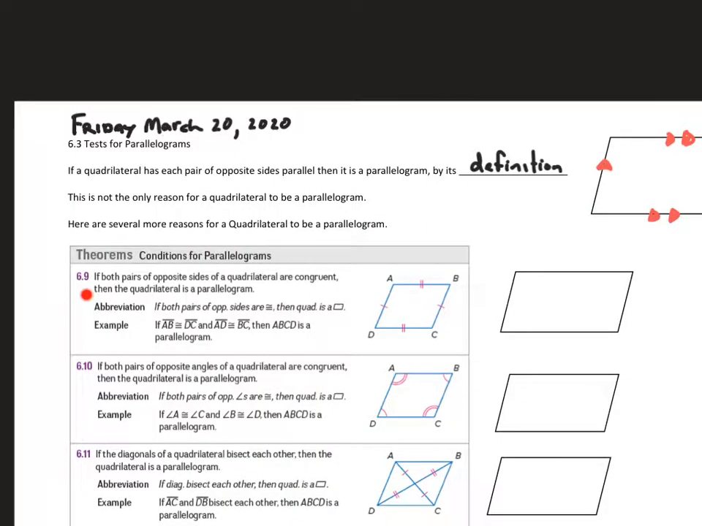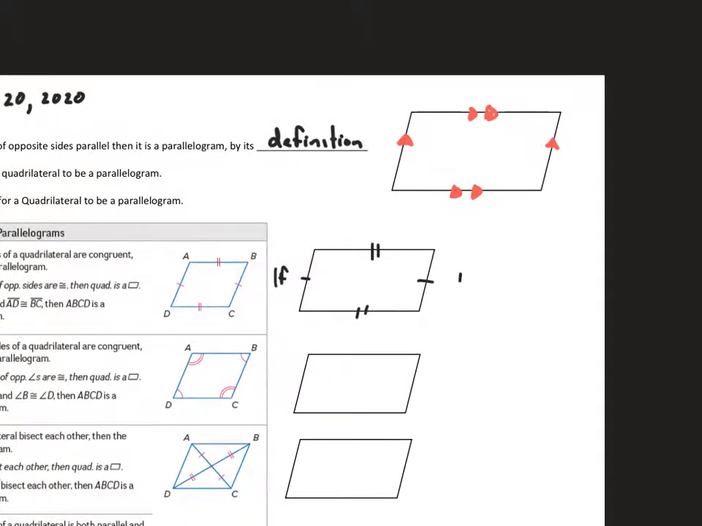Theorem 6.9 states, if both pairs of opposite sides of a quadrilateral are congruent, then the quadrilateral is a parallelogram. So I'm no longer calling it a quadrilateral. I get to call it a specific quadrilateral, and that is a parallelogram. So marking this is where I'm going to say if you see a quadrilateral that has both pairs of opposite sides congruent, then the quadrilateral is a parallelogram.